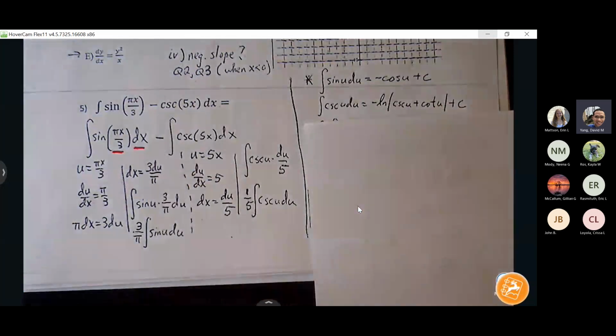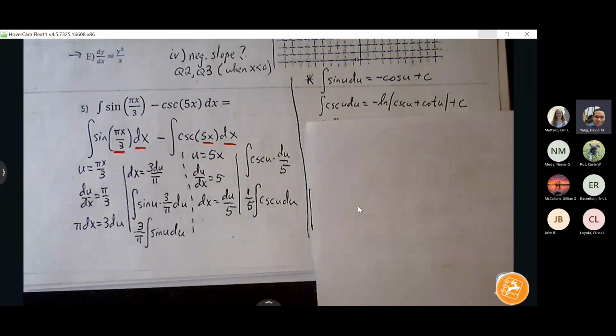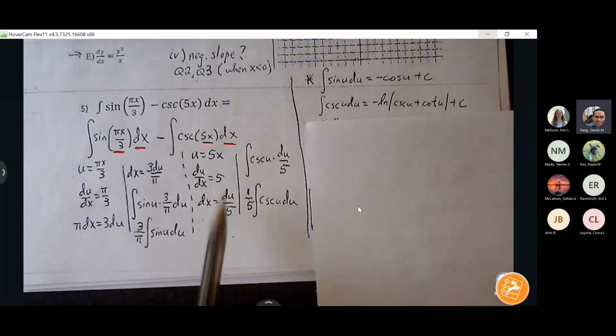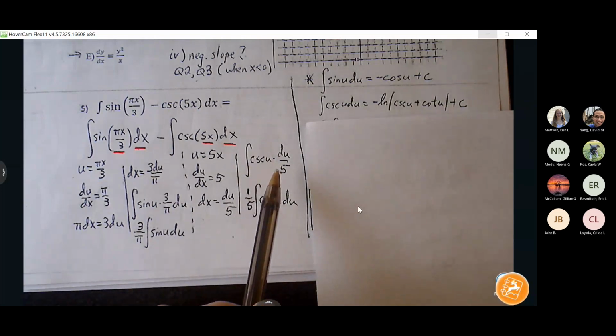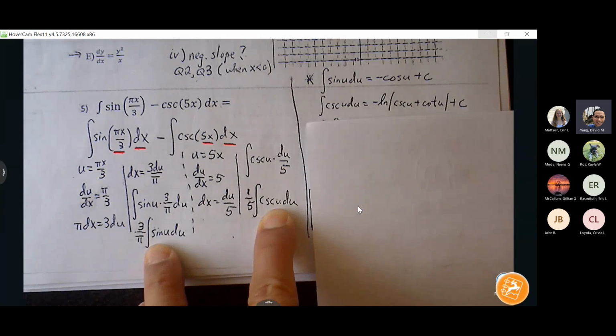Okay. Next term, u equals 5x. I'm going to replace that 5x and the dx. U equals 5x. du/dx equals 5. Dx equals du over 5. Push that 1/5 out in front. So now both terms are ready for me to apply my antiderivative rule.